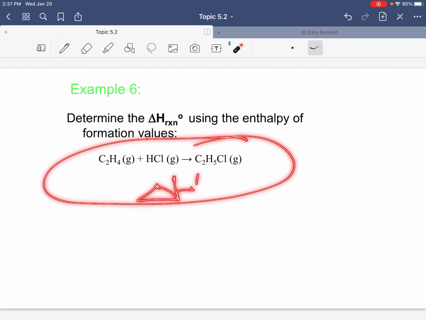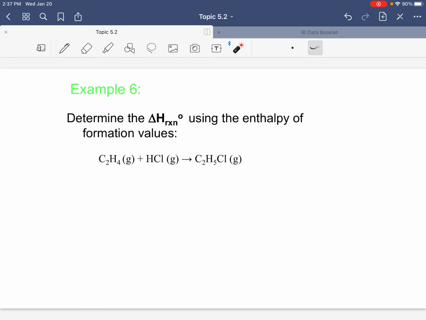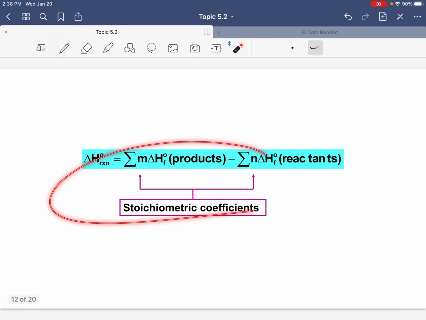What is the overall delta H of reaction? Now, you're not going to use the calorimeter to find this out, are you? Of course not. Why wouldn't you? Two reasons. One, you're not going to get a hold of this, that's for sure. Second reason, it's a standard condition. Look it up. So let's apply this equation right here.